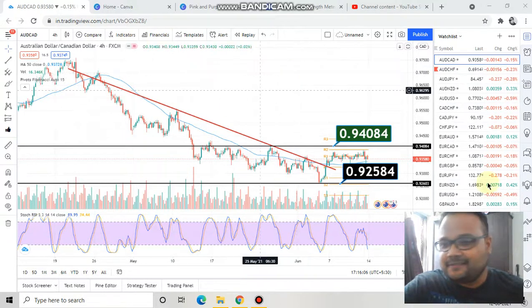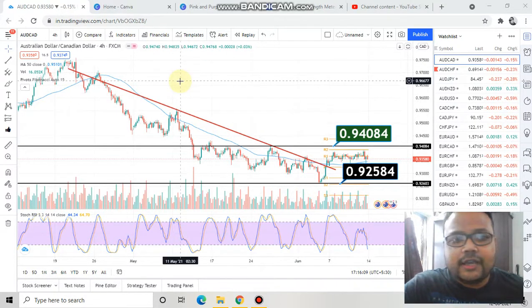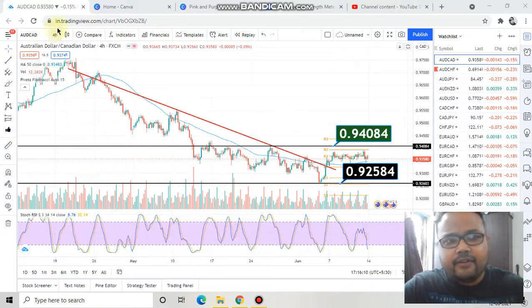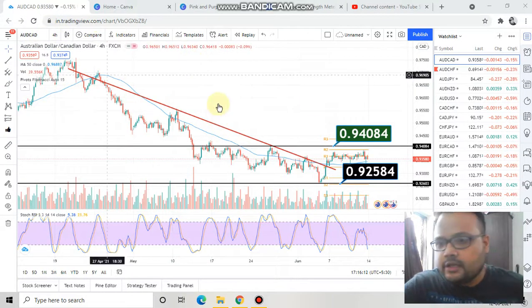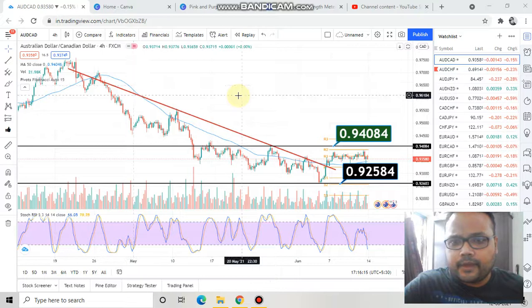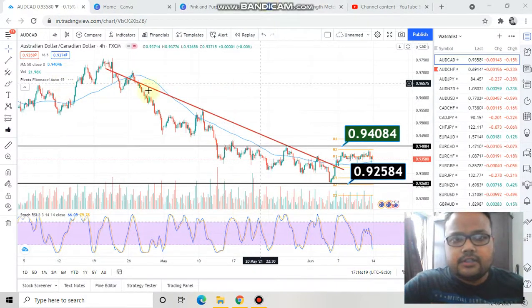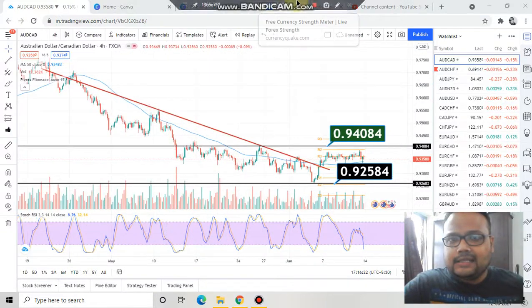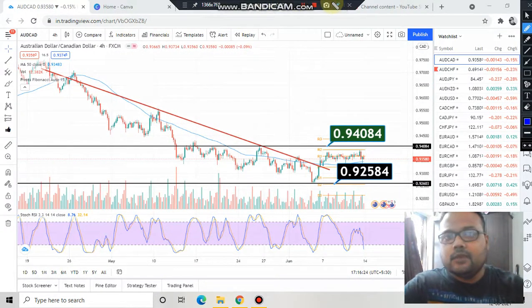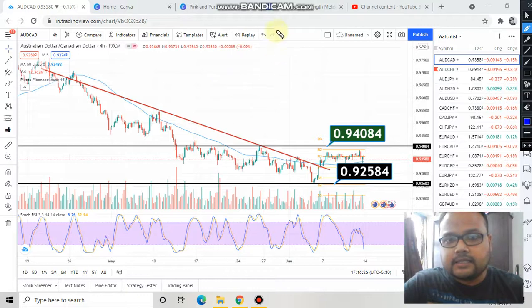So let's get started. This is the chart of AUD CAD, and as you can see, I'm in my favorite 4 hours time frame. So at first let's do the analysis part. If we just look at the chart, then we can easily see that unlike GBP USD or Euro USD, this market is in downtrend.